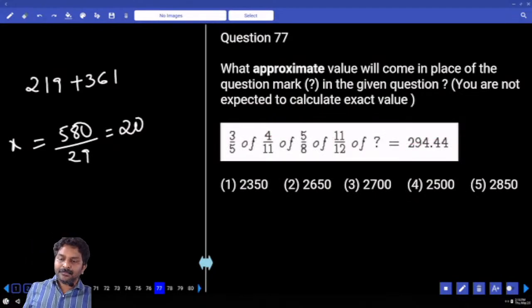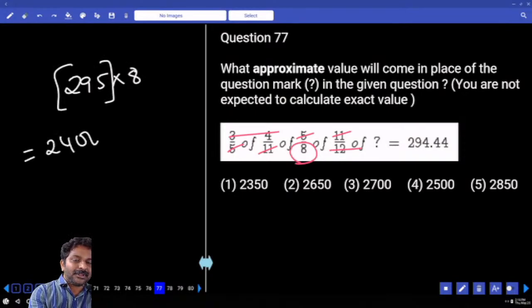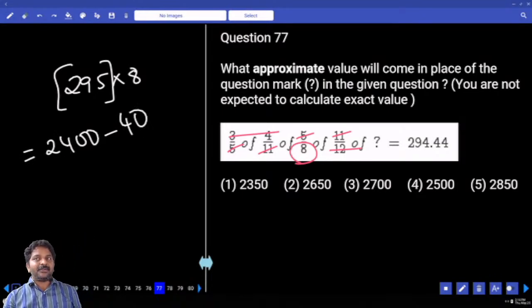Over. 3 into 4, 12, 12 gets cancelled. 11, 11, 5, 5 gets cancelled. 8 goes to the other side. Already we have 295 into, can we treat this number as 300 minus 5? 300, 8 times, 2400 minus 5 into 8, 40. 40 subtracted from 2400, 2360. Approximate. First option.